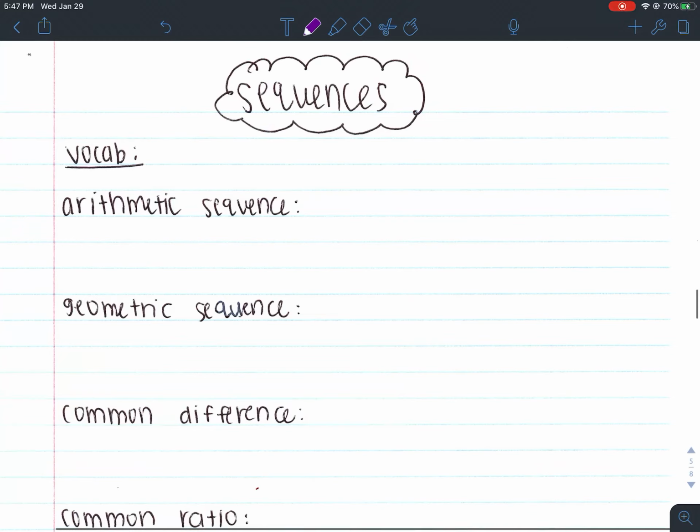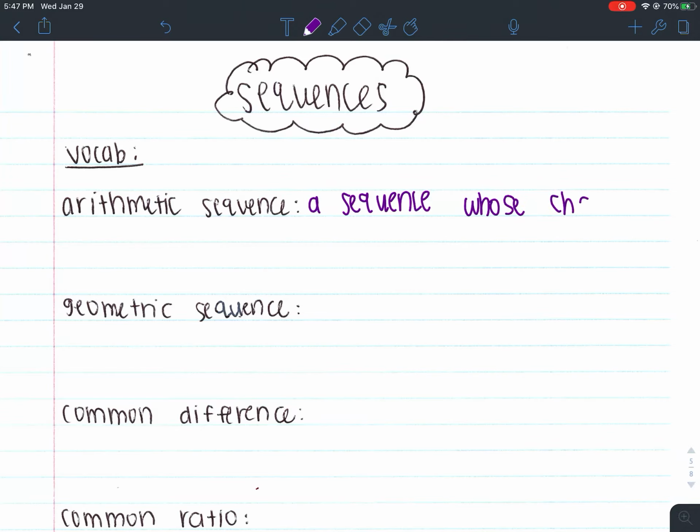All right, so you've seen sequences since kindergarten and first grade. It's basically just a pattern of numbers. So we're going to first define an arithmetic sequence. We have two sequences in Algebra 1: arithmetic and geometric. An arithmetic sequence is a sequence whose change is noted by adding or subtracting. Okay?